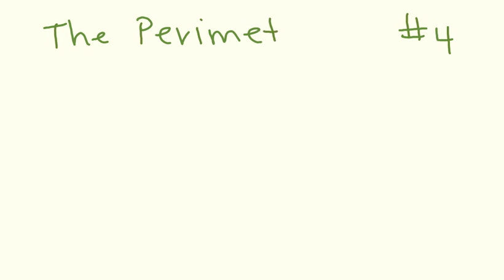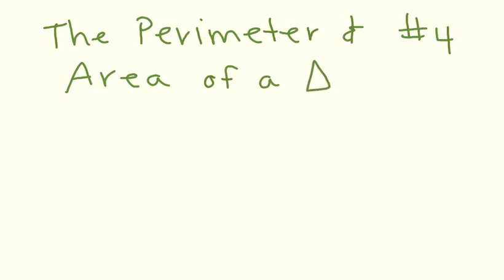Okay guys, today we are going to learn about the perimeter and area of a triangle, which is item number 4. So you're going to title it, or you can skip, perimeter and area of a triangle. So before we get started, we have to define two things.